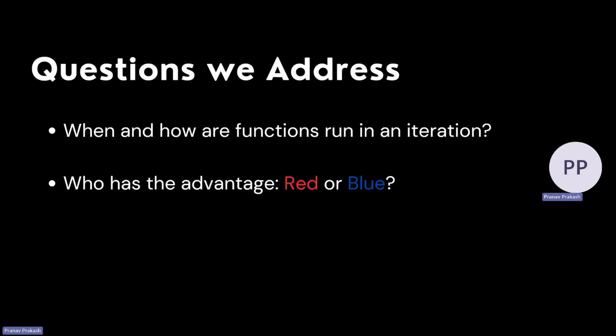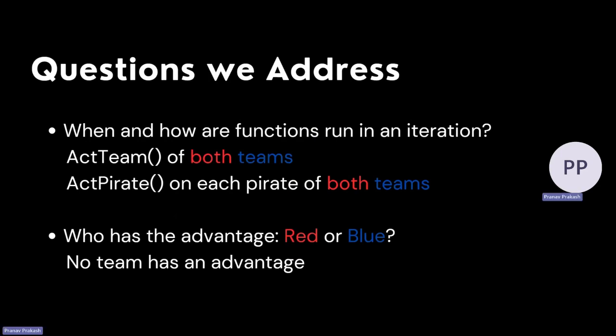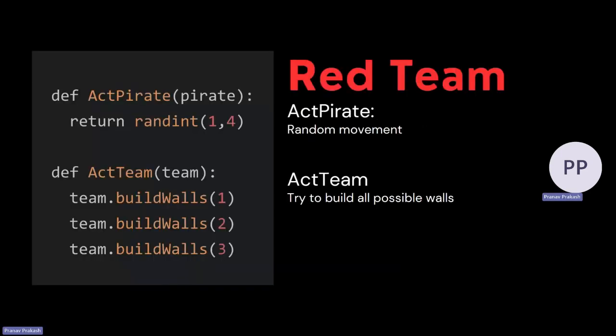Now, not to keep you in suspense, I'll be answering both these questions right now. In an iteration, first, both the red and blue teams run their act team function, after which every pirate on both teams runs their act pirate function. But as you will see, no team in this process has an advantage over the other. Now let's look at the scripts involved in our example.